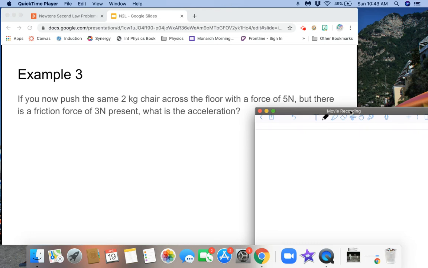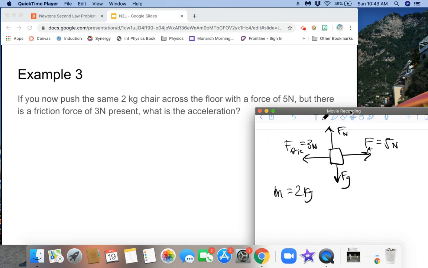So here is my chair. It's a beautiful chair, I know. I have, again, my applied force to the right. I'm going to call that the 5 newton applied force. And then I know that I have now a friction force in the opposite direction. Remember, friction opposes the motion of the object. So that's going to be 3 newtons to the left. And then again, I have force of gravity down and normal force upwards. So now I again have a mass of the chair of 2 kilograms still, and I have both my forces written on my free body diagram, and I want to know the new acceleration.